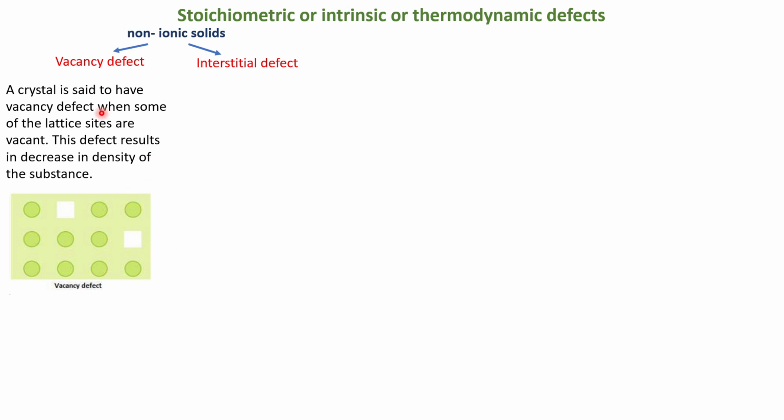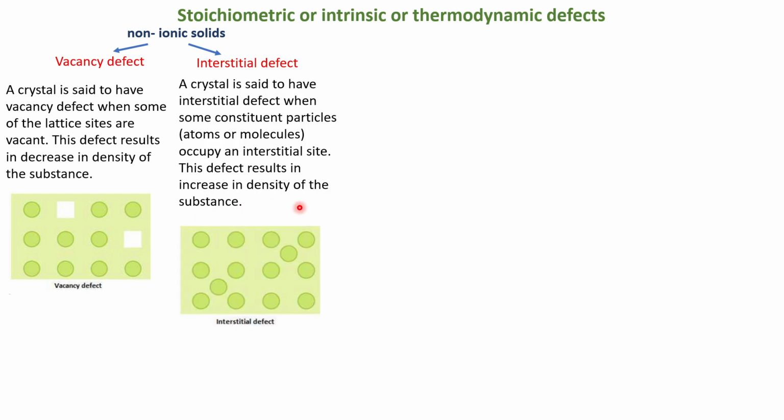Vacancy defects: a crystal is said to have a vacancy defect when some of the lattice sites are vacant. These defects result in a decrease in the density of the substance. You can see the green molecules showing the presence of molecules in the crystal. At two positions, these molecules are missing. That means a vacancy is generated at those positions, generating a vacancy defect.